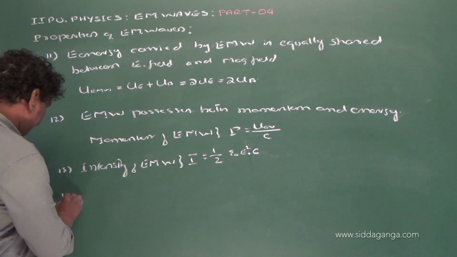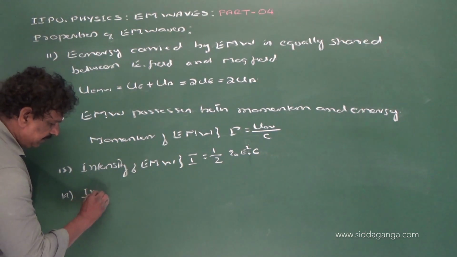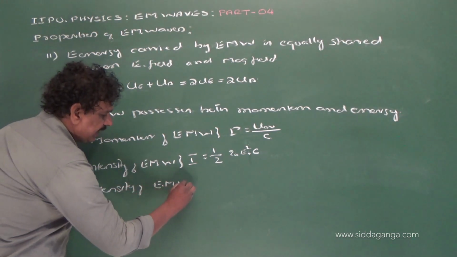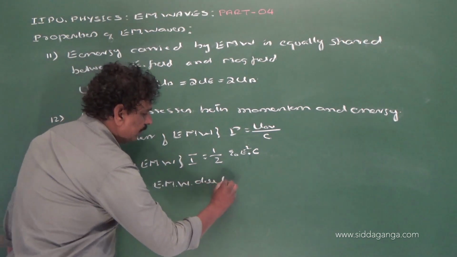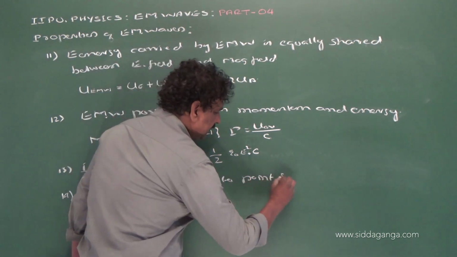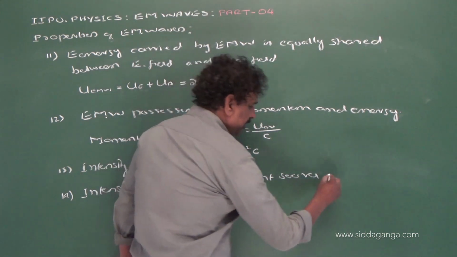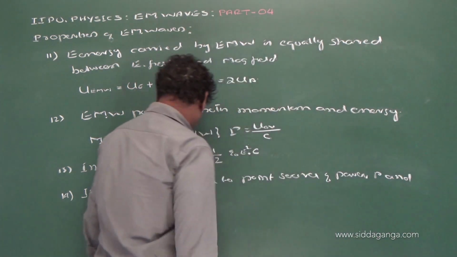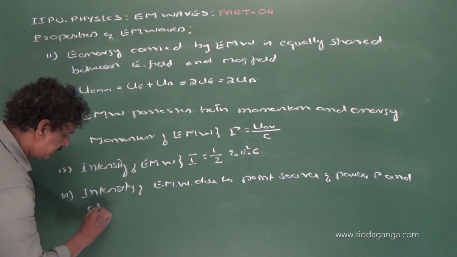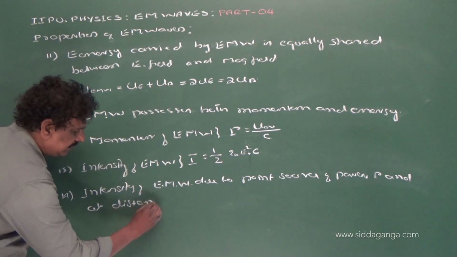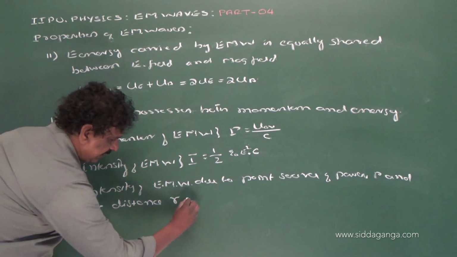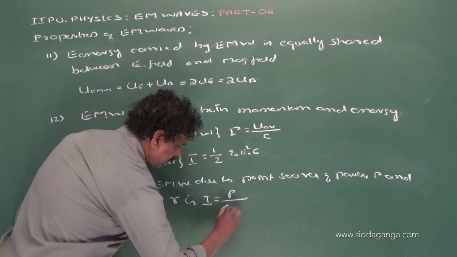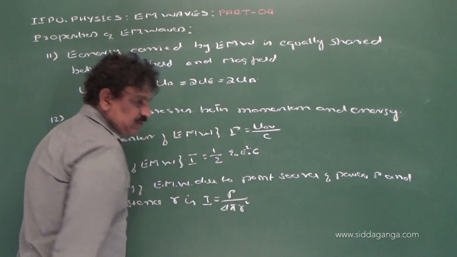And 14th one, now intensity of electromagnetic wave due to a point source of power P and at distance R is I is equal to P by 4 pi R square.